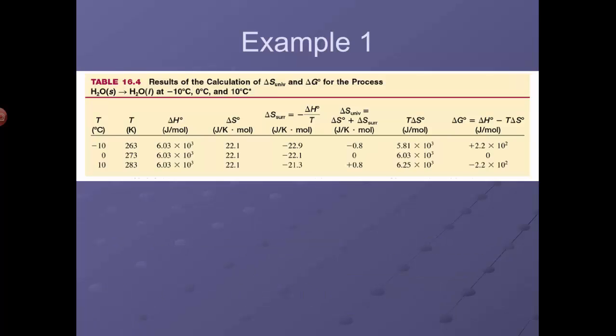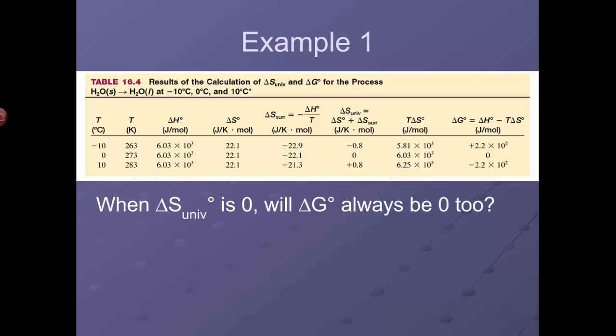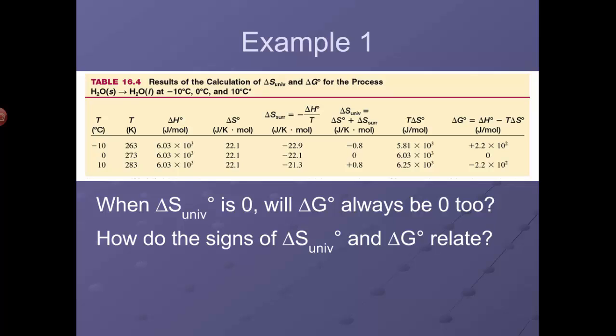Okay? So this is a summary of what we just did, taken from your book. When delta S of the universe is 0, will delta G always be 0? Think about it. See if you can figure it out. How about this one? How do the signs of delta S of the universe and delta G relate? Think about it. You should be able to answer those two questions now.